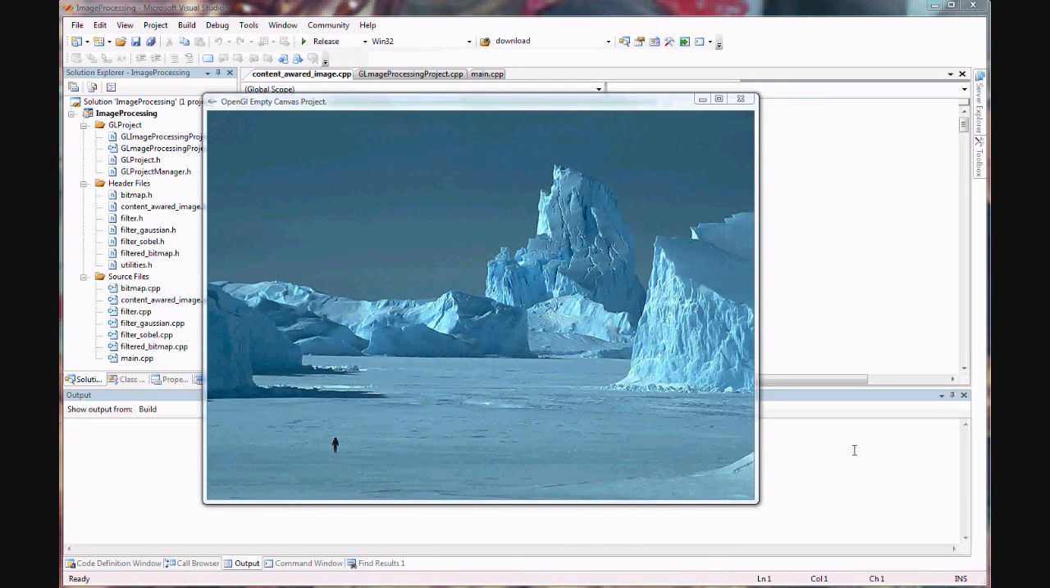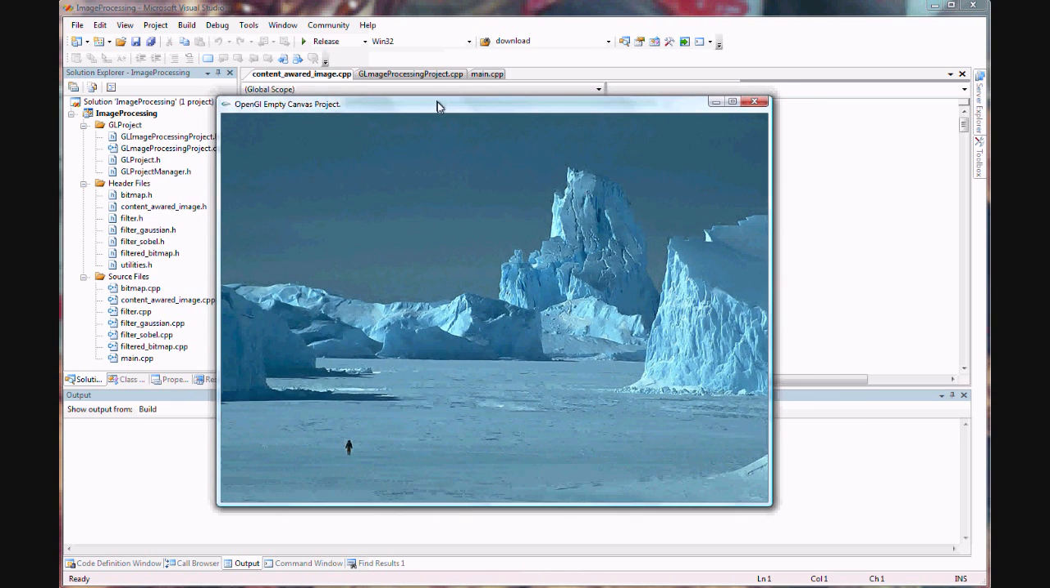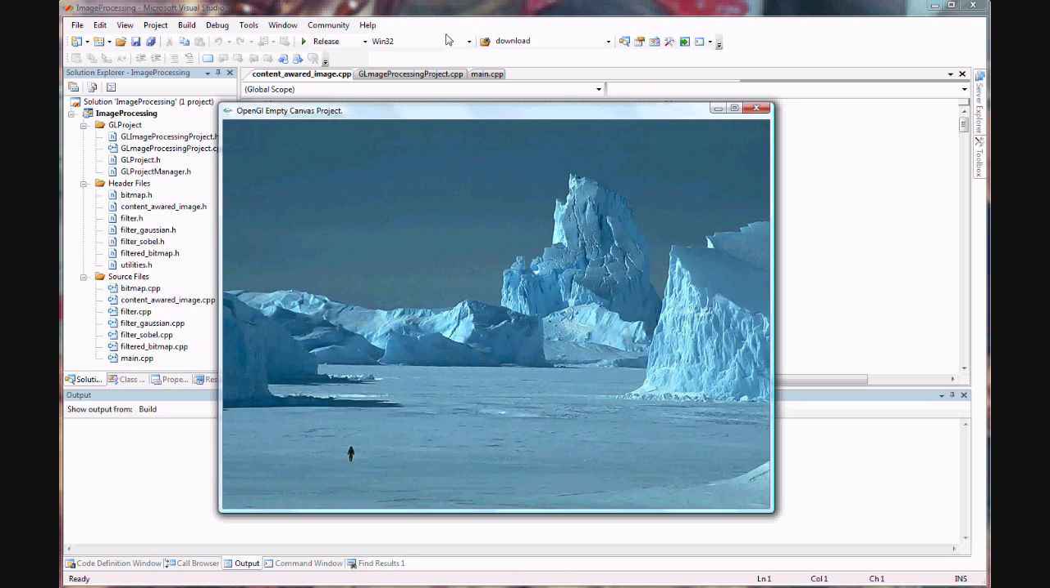Hi there, so this is my implementation of the content-aware image resizer algorithm that was described in a 2007 SIGGRAPH paper. So I thought it looked really interesting, and the idea seemed simple enough to try to code up, and so that's what I did. And here's the picture I used to test it.